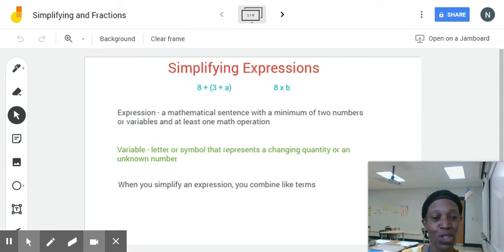Hi guys, this is Miss Johnson, and we're going to do a new review on simplifying expressions. Okay, right here we have two expressions.